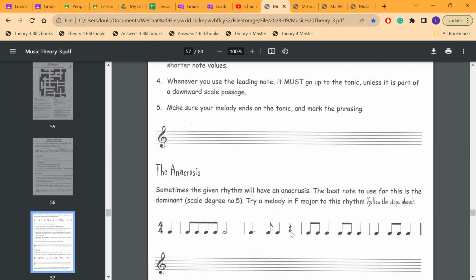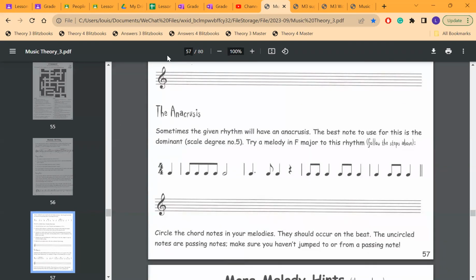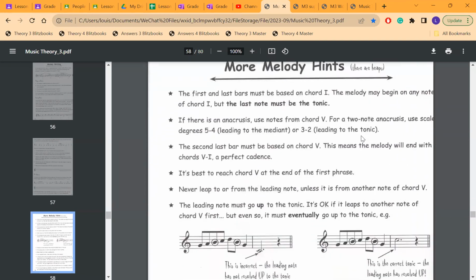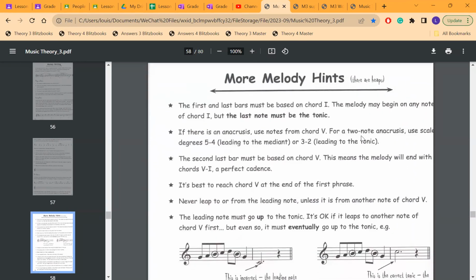Move by step, move diatonically. When I mean diatonically, I mean by scale degrees, right? So move diatonically, start on the tonic, end on the tonic. If there's an anacrusis, start on the dominant or the leading note. And mark the phrasing. So the phrasing would go from the first bar to the end of the second bar, to the third bar to the end. And more melody hints.